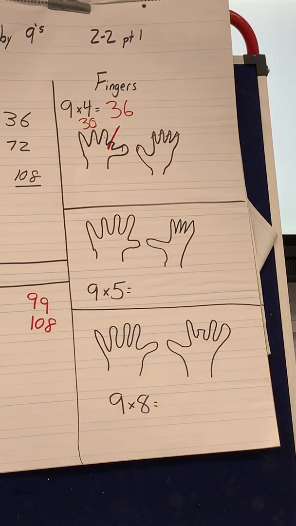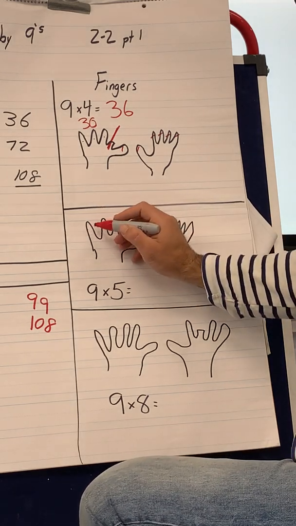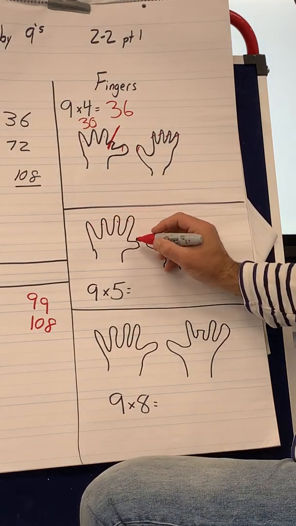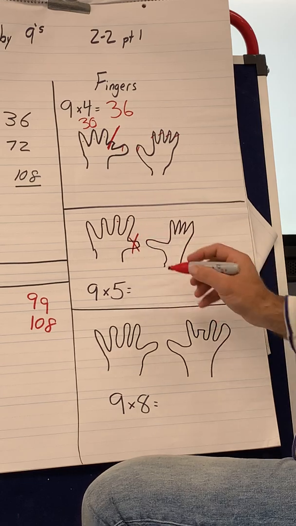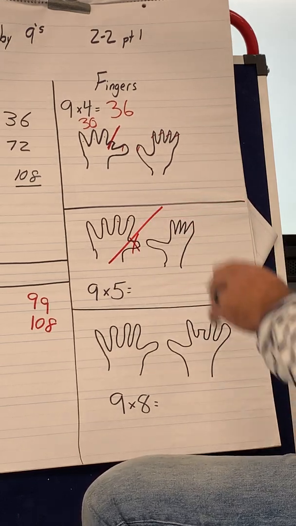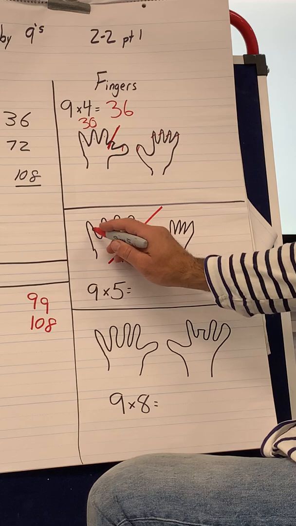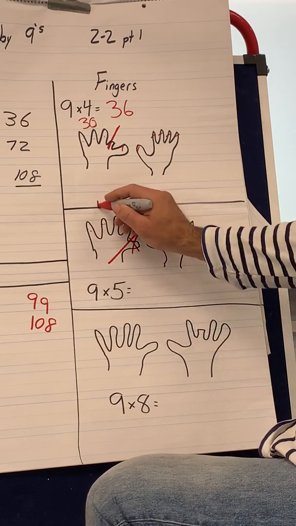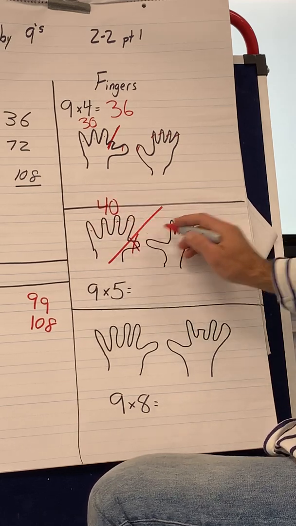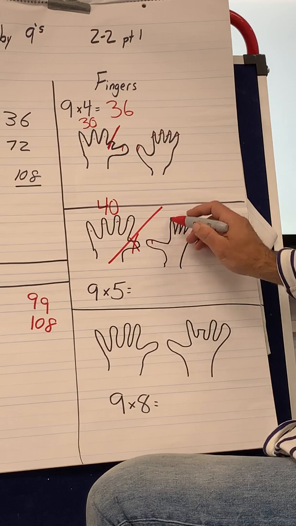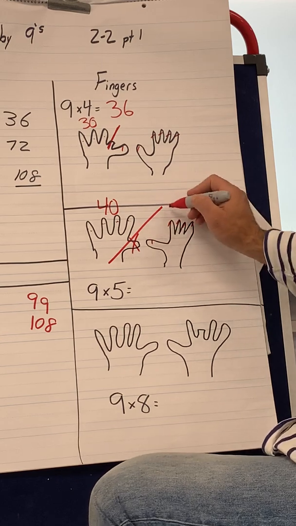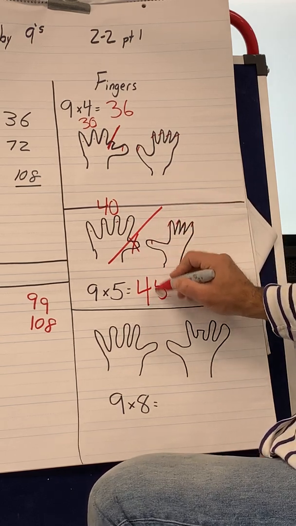So say I had to do 9 times 5. So then I go count over to your 5th finger. 1, 2, 3, 4, 5. This one goes down, right? So the rule is everything to the left counts as 10. So 1, 2, 3, so 40. And everything to the right counts as 1. 1, 2, 3, 4, 5. So 45. So let me show you on my hand.